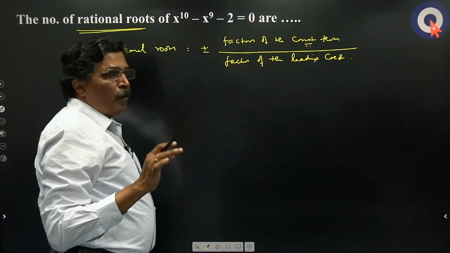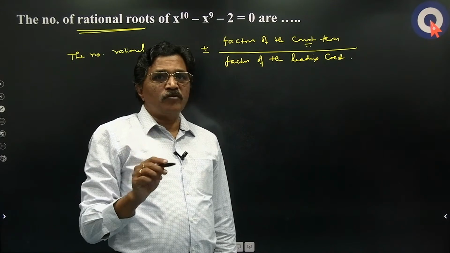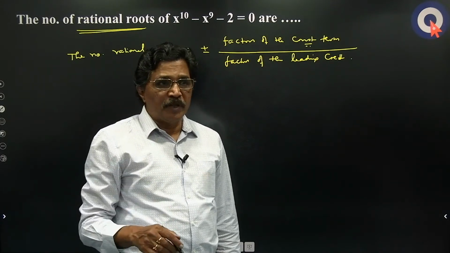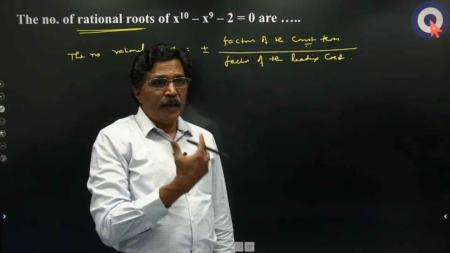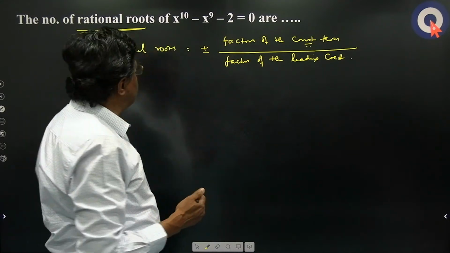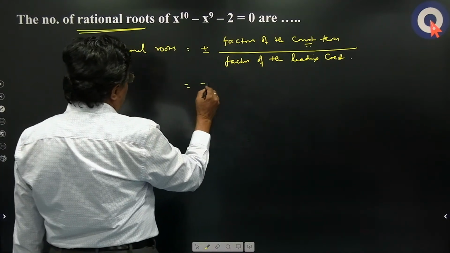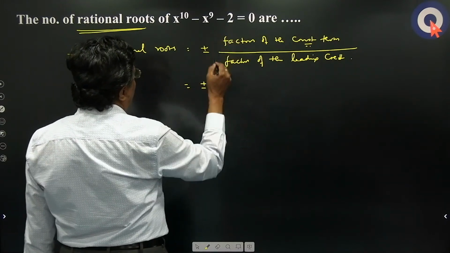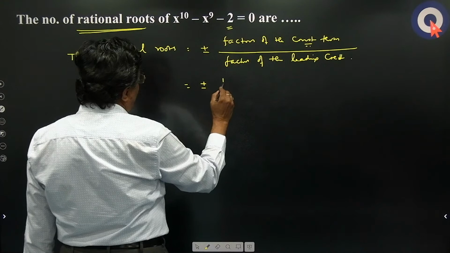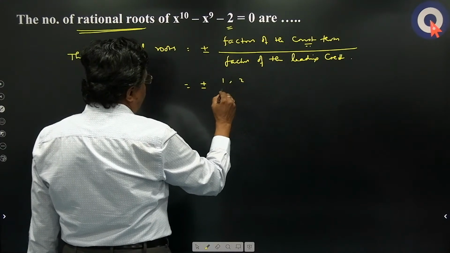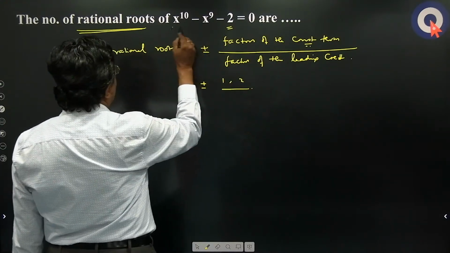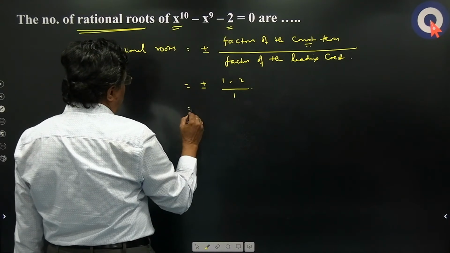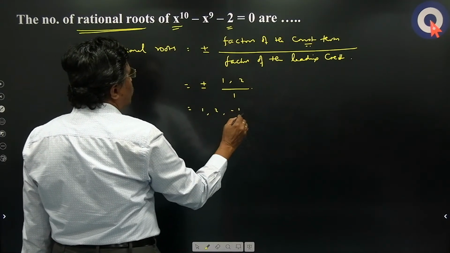As the theorem is very popular, I encourage students to go through the proof of this theorem to understand why it is coming like that. So this is plus or minus factors of the constant term. You have factors of 2 are 1 and 2, and factors of the leading coefficient is just 1. So we have 1, 2, minus 1, minus 2.